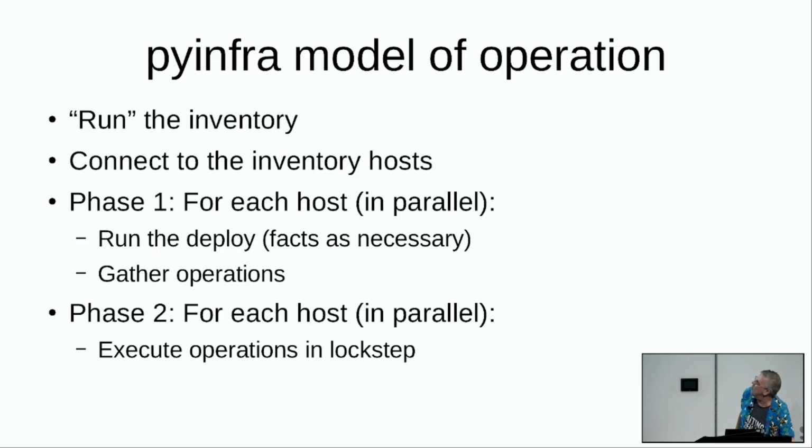So the Python model of operation is it runs the inventory, connects to all the hosts listed in the inventory, pretty much as Ansible does, and then runs in two phases. The first phase is it runs the deploy, which is basically what I'm going to be doing to these remote servers. And facts can be a part of that or not as required. And then the operations, which is the things it does to the server, is gathered together in a bunch and then executed in the second phase. So there's a first phase, which is more like discovery of what I need to do, and the second phase is do it.